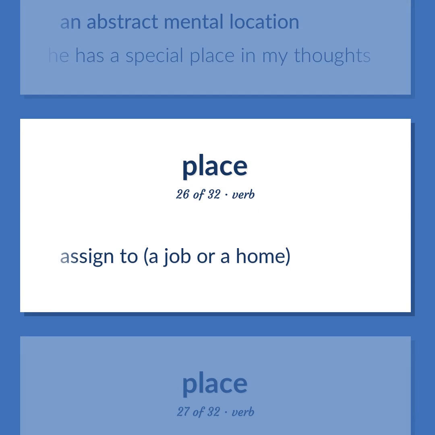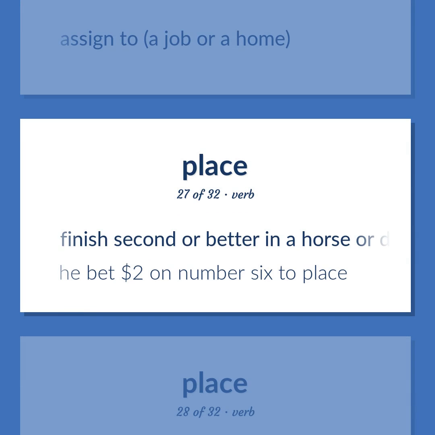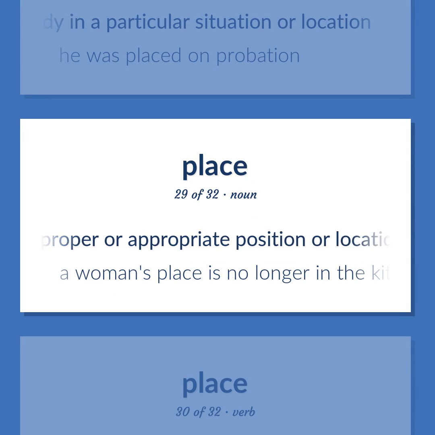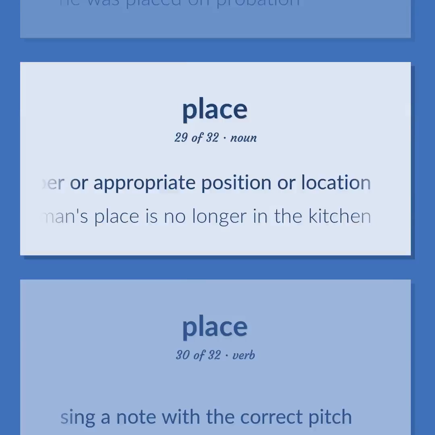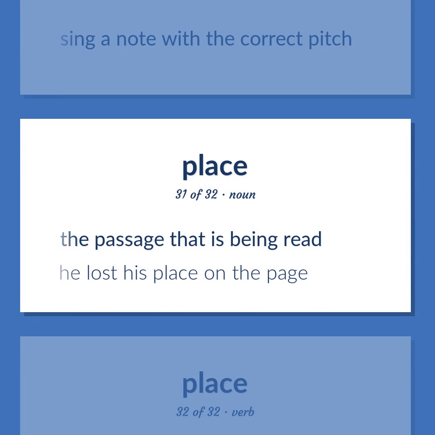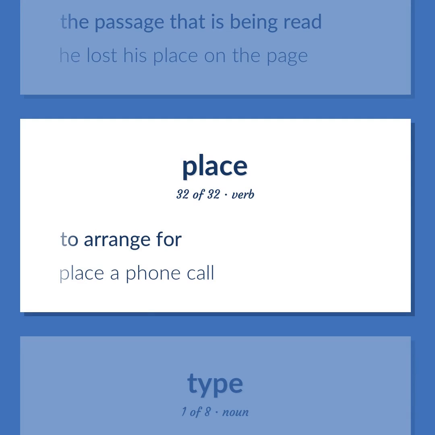Assigned to a job or a home. Finish second or better in a horse or dog race. He bet $2 on number 6 to place. Place somebody in a particular situation or location. He was placed on probation. Proper or appropriate position or location. A woman's place is no longer in the kitchen. Sing a note with the correct pitch. The passage that is being read. He lost his place on the page. To arrange for. Place a phone call.